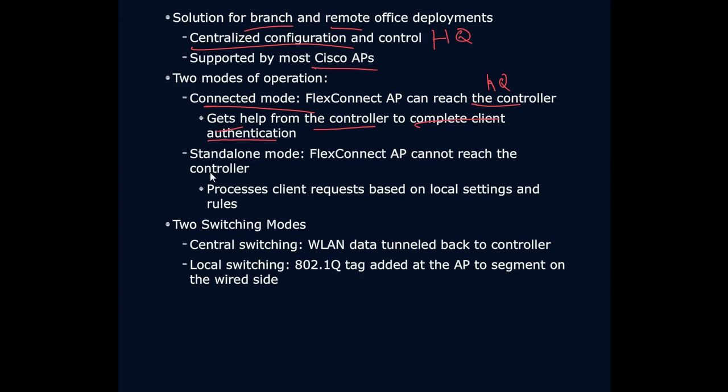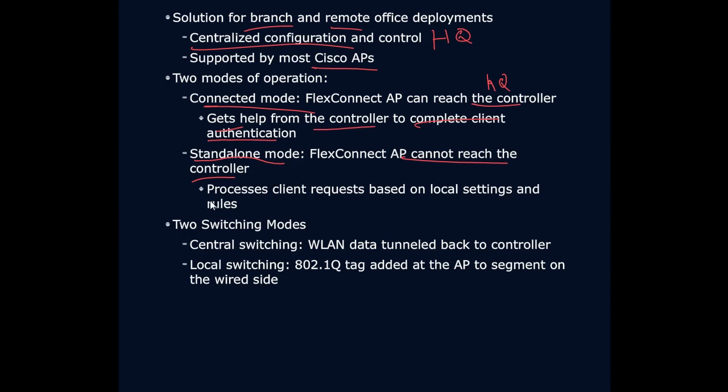Next up is standalone mode. Now, standalone mode for FlexConnect means that all of a sudden we lost connection to the controller. So we cannot reach the controller. What I want you to remember here, connected mode is what you want. This is the normal behavior of FlexConnect. When we're in standalone mode, that means there's some type of issue or problem that took place. So we no longer have connection to that wireless LAN controller.